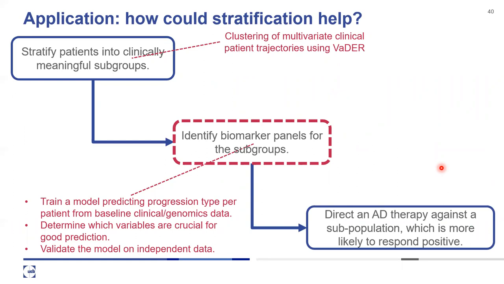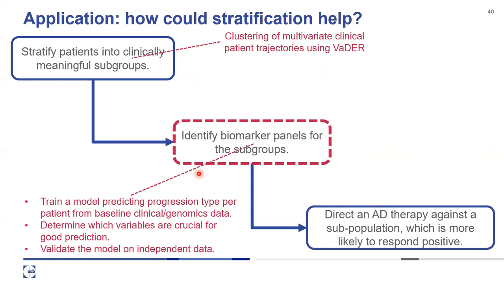Then, for the next step in our project, I'm coming back to the waterfall diagram, the one that I showed you earlier. Here's what we talked about just now, so patient clustering and seeing whether these clusters actually make sense. Now, for the next step, we wanted to construct a model that can predict Alzheimer's disease progression type or label from multimodal data at baseline to identify biomarkers or variables that are crucial for good prediction, and then apply the model to external validation data to make sure that we're not just identifying artifacts in our training data.